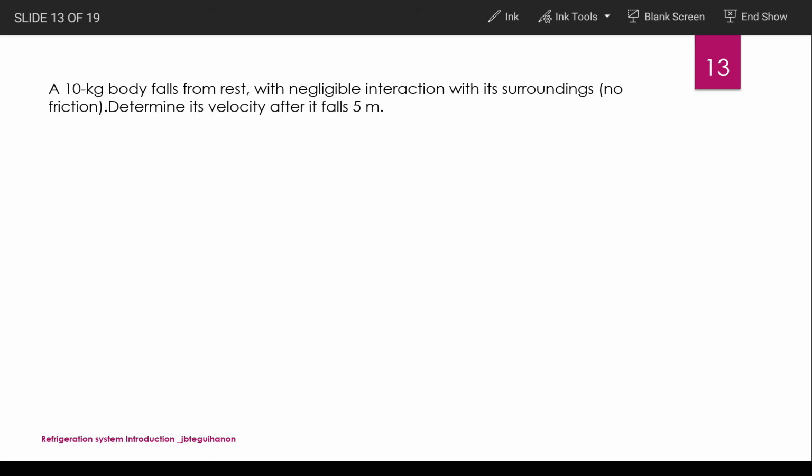So today we are going to continue to solve another example, a kinetic energy example. Okay, so let's jump in. So here is the example. A 10-kilogram body falls from rest with negligible interaction with the surroundings, no friction. Determine its velocity after it falls 5 meters.